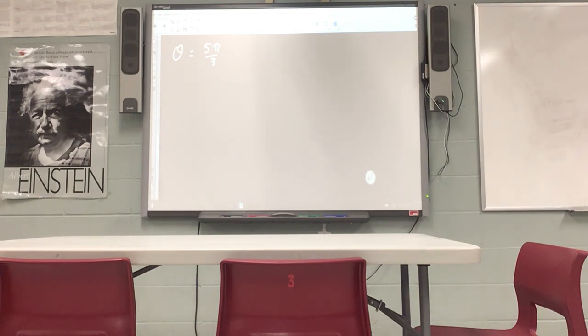Everybody see that on the unit circle? So I go to my notes and I see when I'm in quadrant 4, if it's in radians like we have it, we do 2 pi. So I'm going to say theta prime is equal to 2 pi minus 5 pi over 3. So what you do depends on what quadrant you were in.